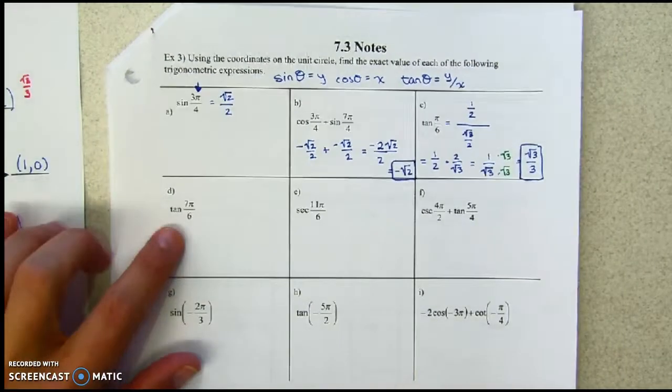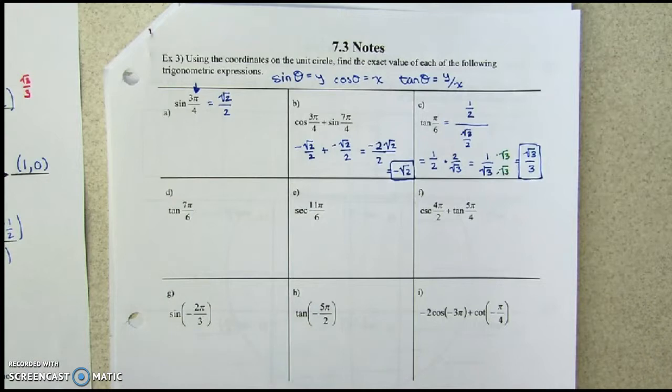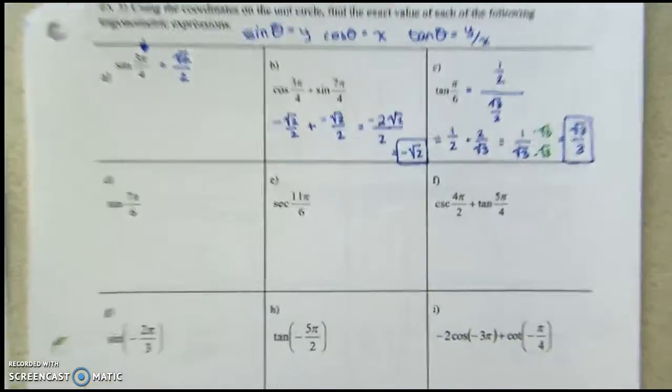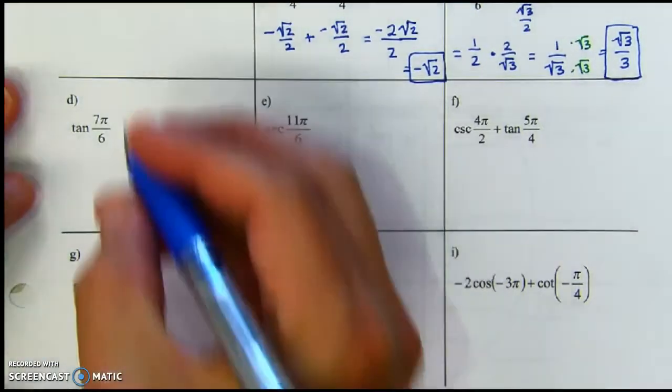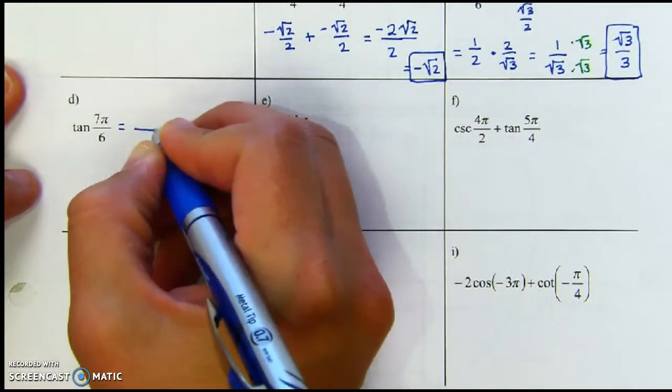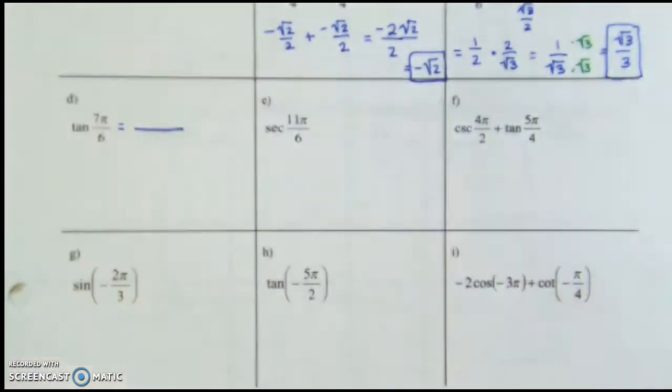Oh, yay, another tangent. Here we go. Tangent is 7 pi over 6. So go on your unit circle. I want you to find it. Where is 7 pi over 6? And then how does tangent go? Tangent is opposite over adjacent.